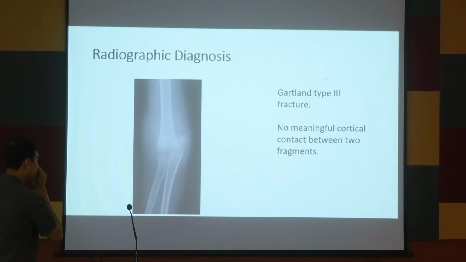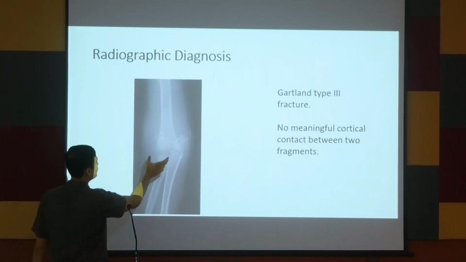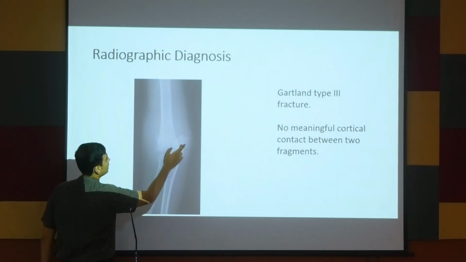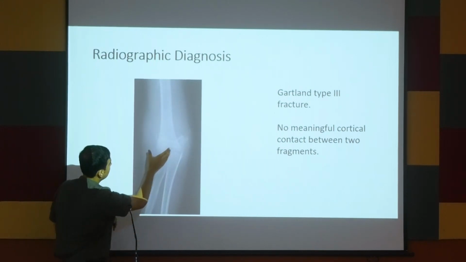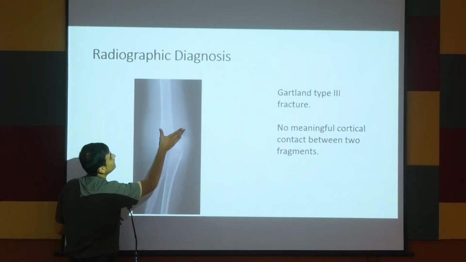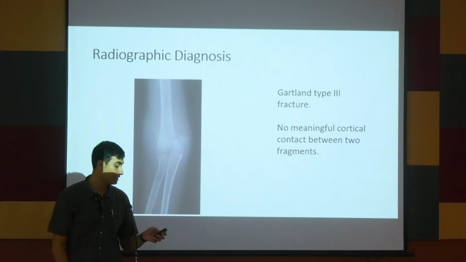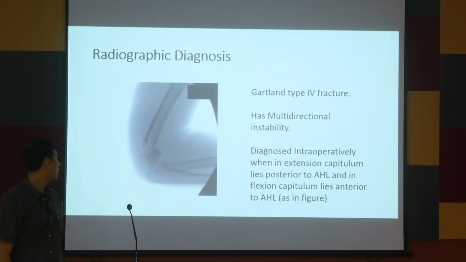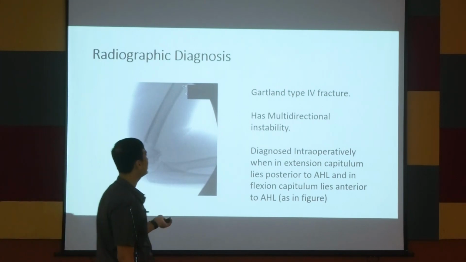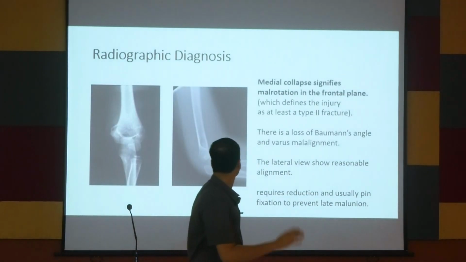Now Gartland type 3. Can you see this is the entire thing, and this is the humerus? So this has gone completely displaced and it has shifted anteriorly. This is how a type 3 looks. And type 4, I have some X-rays of my own cases I will show you in the end. This is how a type 4 looks.